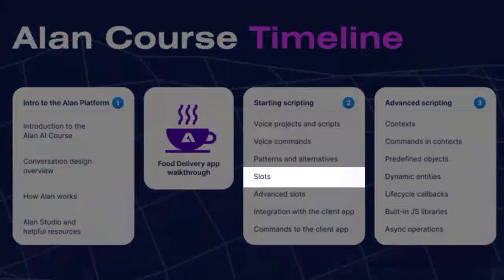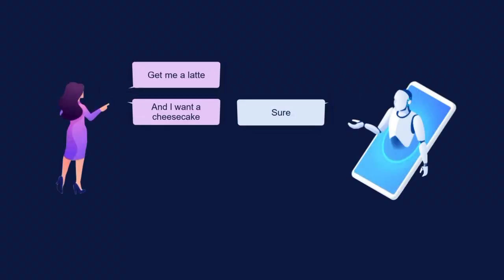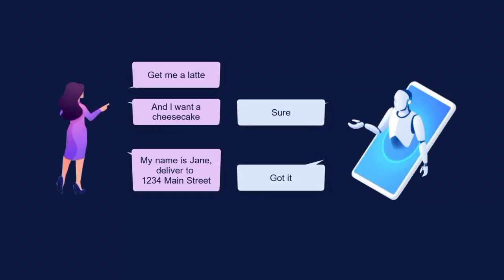Today, we're talking about Alan script basics and taking a closer look at slots. Users instruct the voice assistant on what to do. But to create a great workflow, it's also important to identify and retrieve pieces of information from the user's input. This is what slots are used for.